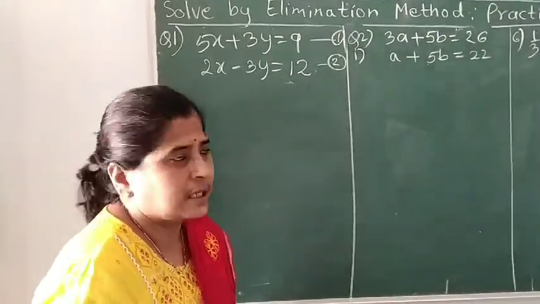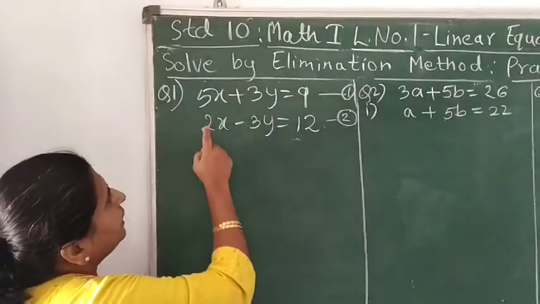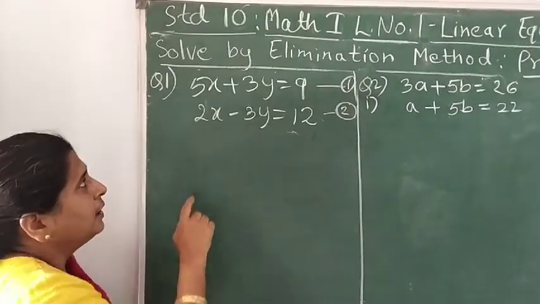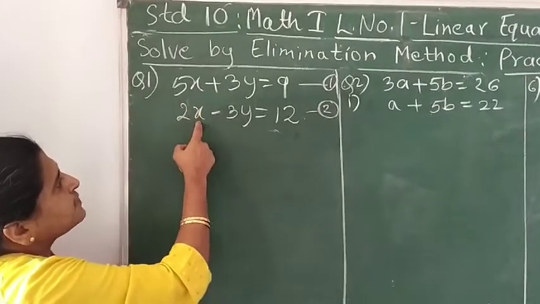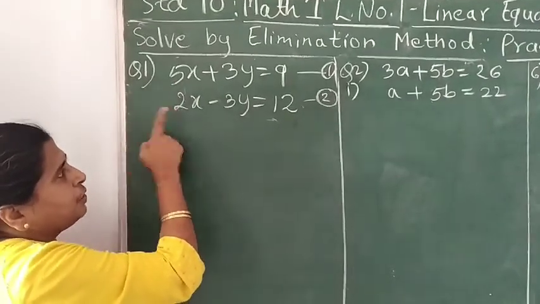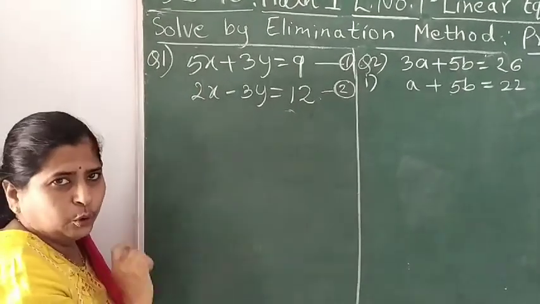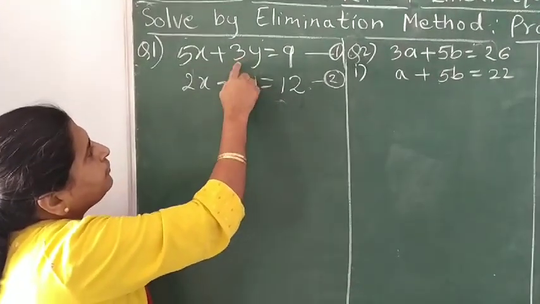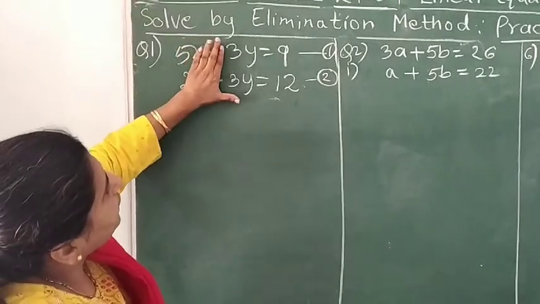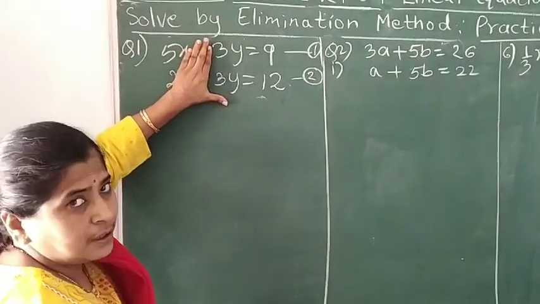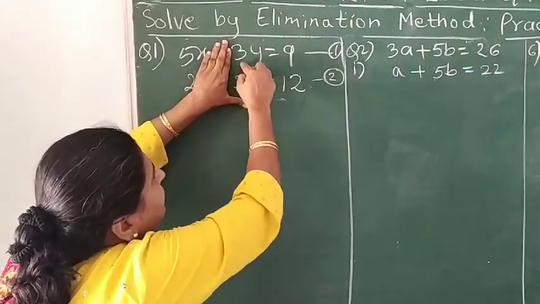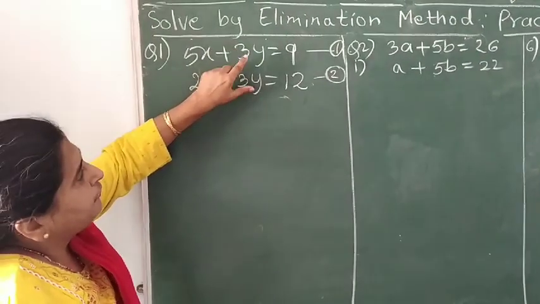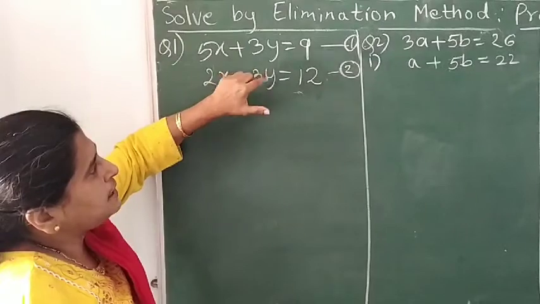Let's go step by step. In this first example, if we observe these two equations, we have written one below the other. Let's see what are the coefficients of the x variable. This is 2 and 5 and 2. Are they same? No, they are not same. What about variable y? What about their coefficient? We are talking about only the coefficient without the sign. Here it is 3, 3. So coefficient of y is same. So we can eliminate this y easily.